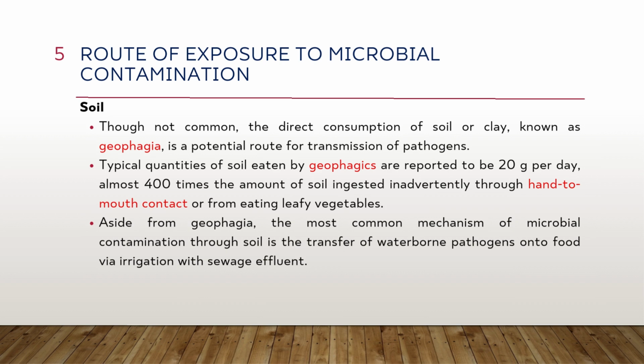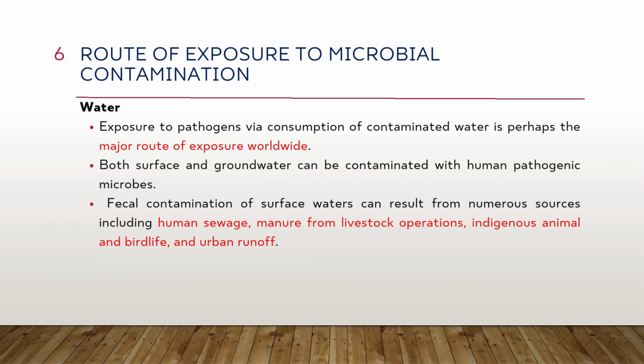Aside from these two, soil, and the microorganisms it contains, can also be contaminated through the irrigation of such soil with waterborne pathogens that are present in sewage effluent. The sewage effluent in most instances is used as irrigation in some farmland, and it is mostly laden with microorganisms. And this can be a source or route of exposure of people to microbial contamination in soil.